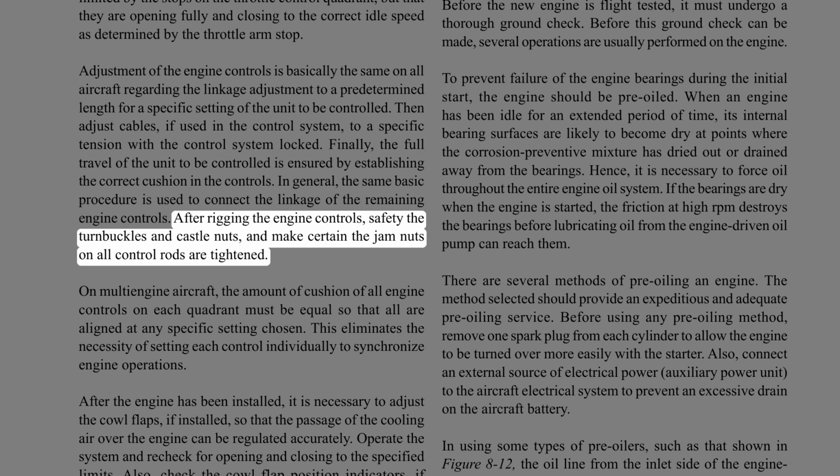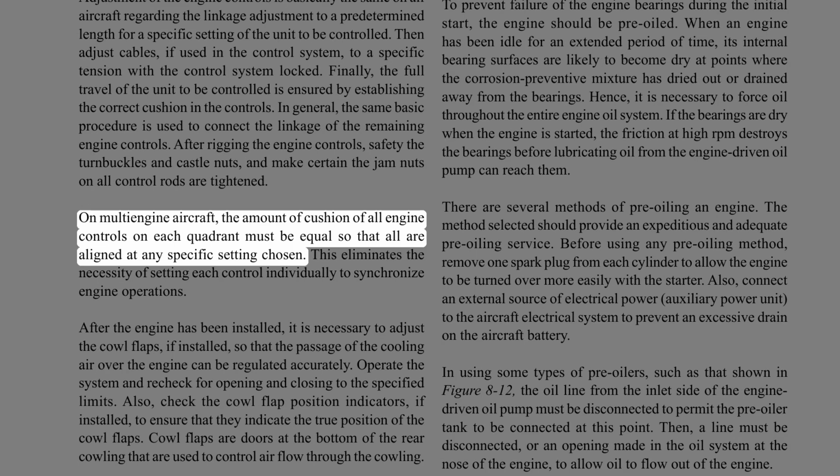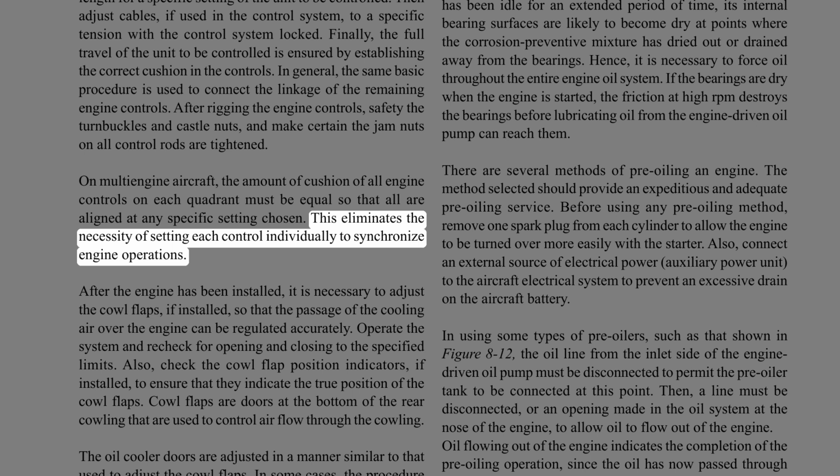After rigging the engine controls, safety the turnbuckles and castle nuts, and make certain the jam nuts on all control rods are tightened. On multi-engine aircraft, the amount of cushion of all engine controls on each quadrant must be equal so that all are aligned at any specific setting chosen. This eliminates the necessity of setting each control individually to synchronize engine operations.